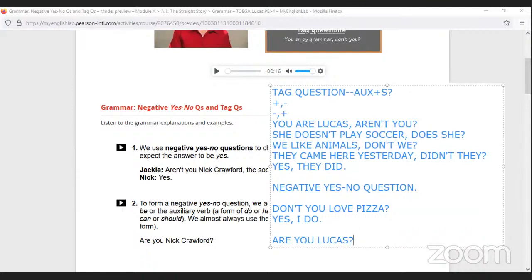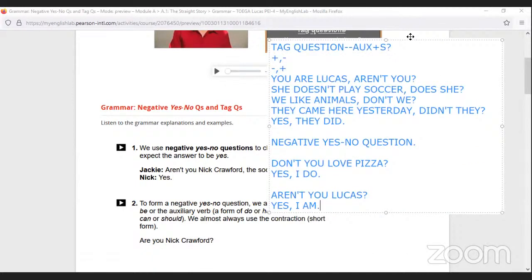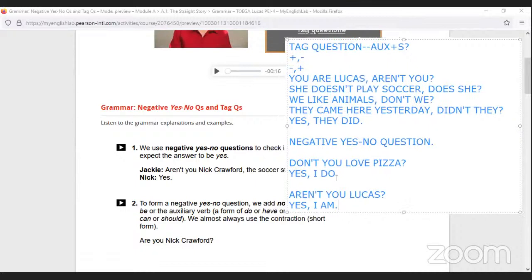So, aren't you? Yes, aren't you, Lucas? So if you are going to answer with yes, I am, right? Yes, I am. So the short answers are going to be the same as the positive yes/no questions. The only thing that is going to change here is that we're going to start with a negative auxiliary. Okay?